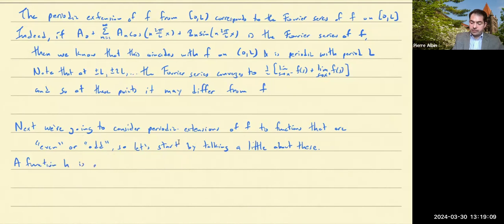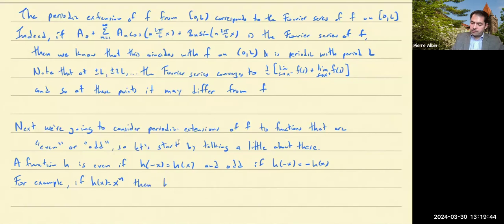A function h is said to be even if h of minus x is equal to h of x, and odd if h of minus x is minus h of x. So for example, suppose that h of x is just a power of x, x to the n. Then h is even when n is even, h is odd when n is odd. And this is where the name comes from. We call them even functions and odd functions because if you just have a monomial, then it's even when the power is even, odd when the power is odd.